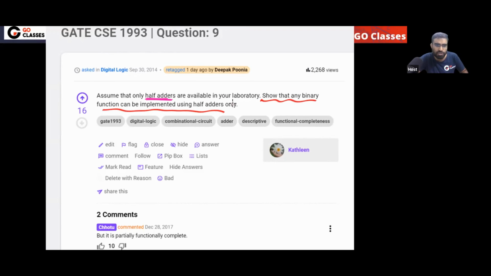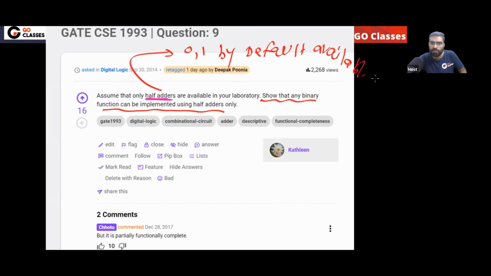So tell me, do you have 0, 1 by default? The question is saying, prove that the half adder is functionally complete. Because this is a digital circuit, are 0, 1 available? Yes or no? 0, 1 are by default available. And you can see this type of comment happens because of misconception.